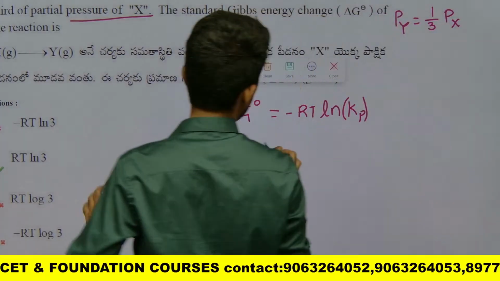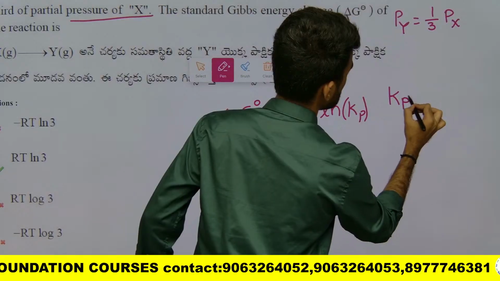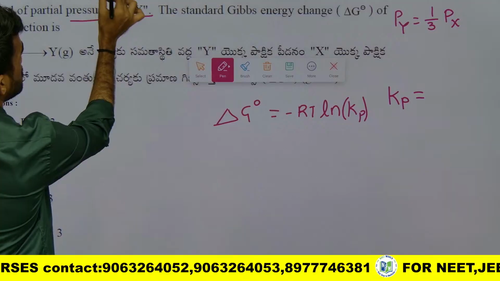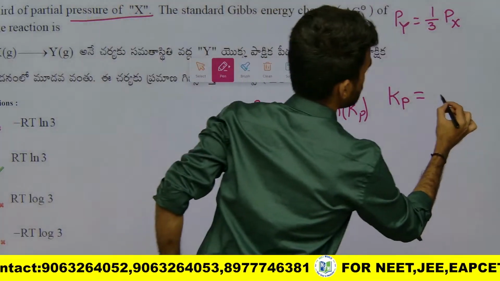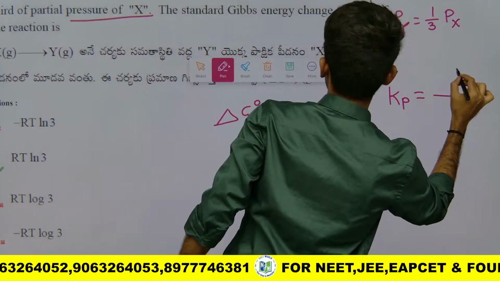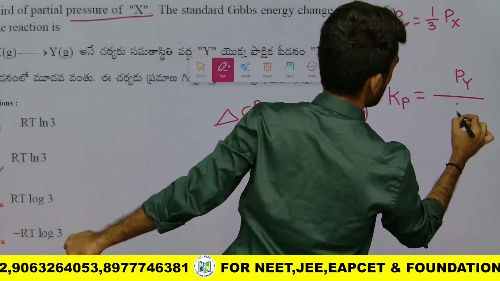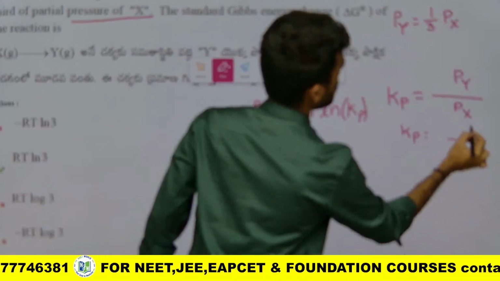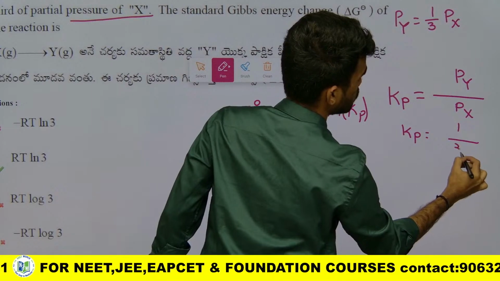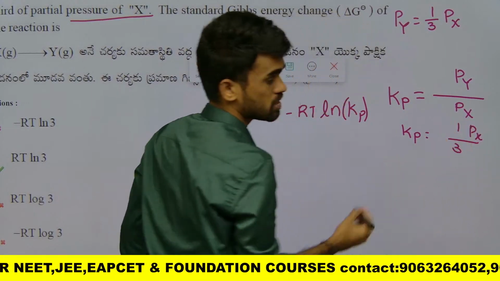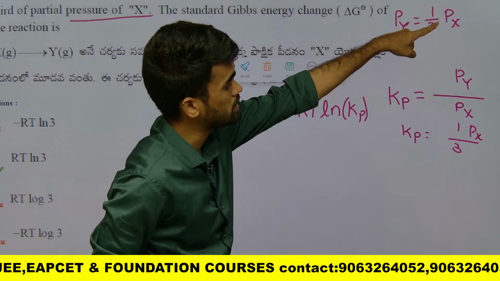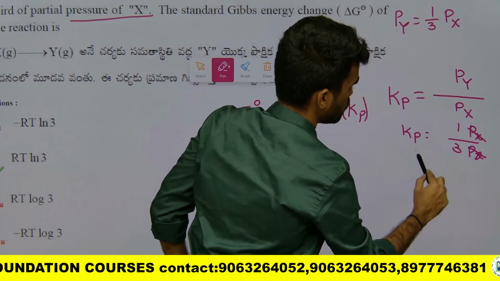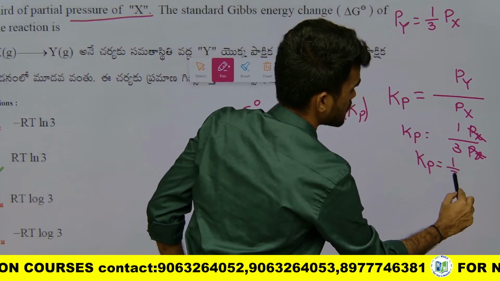So now, how can we write this Kp? Kp for this equilibrium can be written as partial pressure of product by partial pressure of reactant. So what is the partial pressure of product here? Py by Px, that's what you need to take. So what Kp value will you get? What is the Py here? They mentioned 1/3 of Px, so in place of Py I have written 1/3 of Px. In the denominator we already have Px, so remove this Px, and your Kp value is 1/3. Hope it is clear, right?